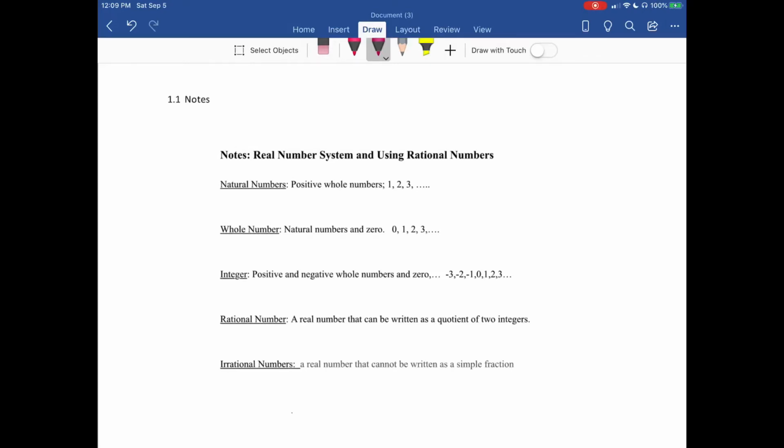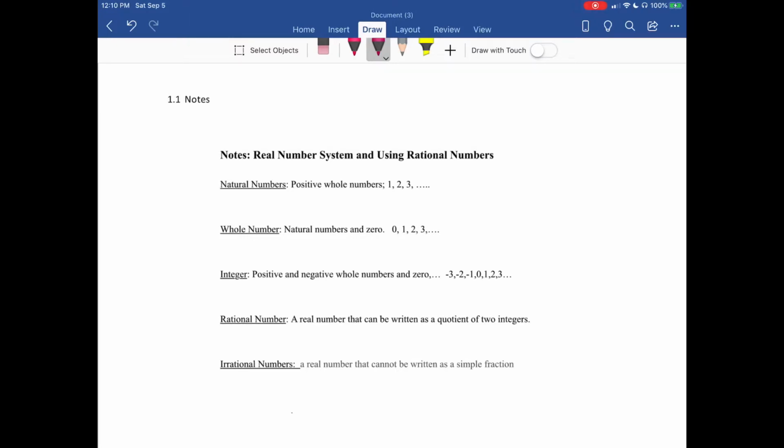Hey everybody. So in this video, we're going to do the first intro for our chapter one, our unit one, and that's working with the real number set. So we're going to define and classify all the sets of real numbers and do some examples. And then afterwards, you will do a few of these types of problems on your own.